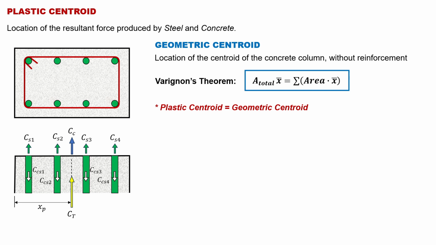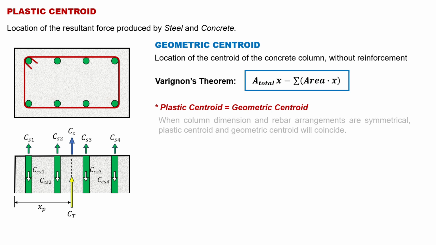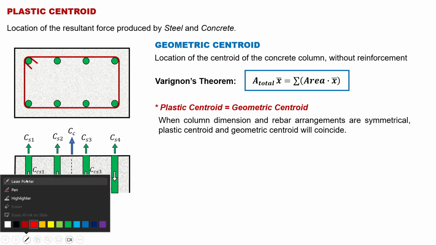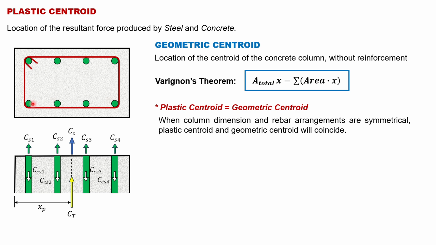Now, kailan nagiging equal ang location ng plastic centroid at ng geometric centroid? When the column dimension and rebar arrangements are symmetrical, the plastic centroid and the geometric centroid will coincide. For example, dito sa ating concrete column, we have here a rectangular with 8 rebars. The 8 rebars here are actually symmetrical.